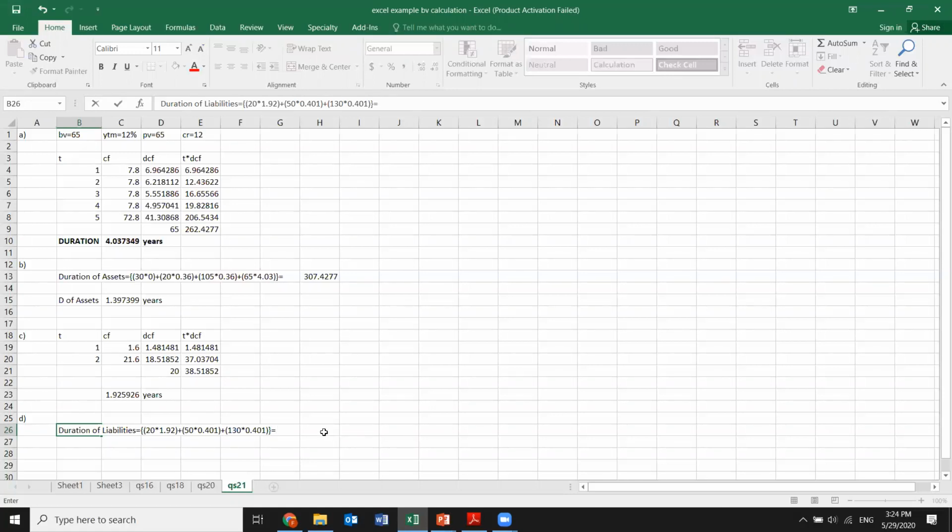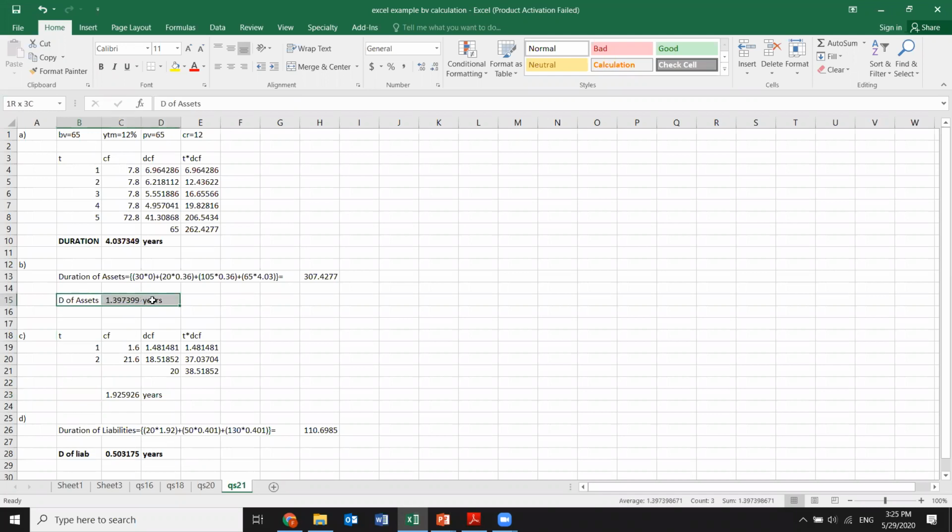And we get, if you calculate everything, 20 times this duration plus 50 times 0.401 plus 130 times 0.401. Okay, this is what we get. And if you want to calculate the duration of liabilities on the weighted average, that should give us this divided by 120. So this is what we get, in years. Okay. So this is what we are looking for actually. Our aim is to find all this. Okay, this is core deposit, and this is what we are looking for.